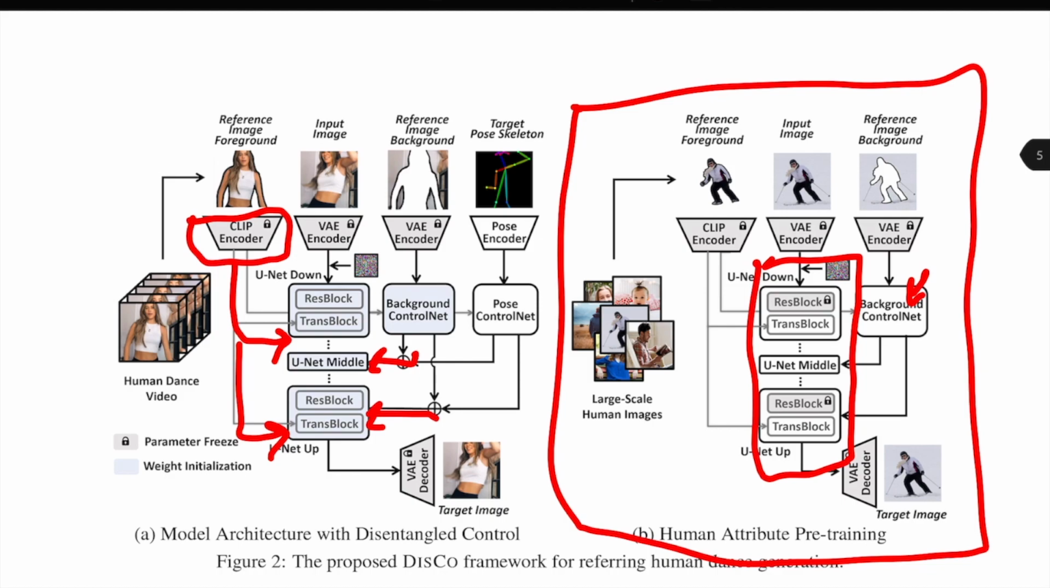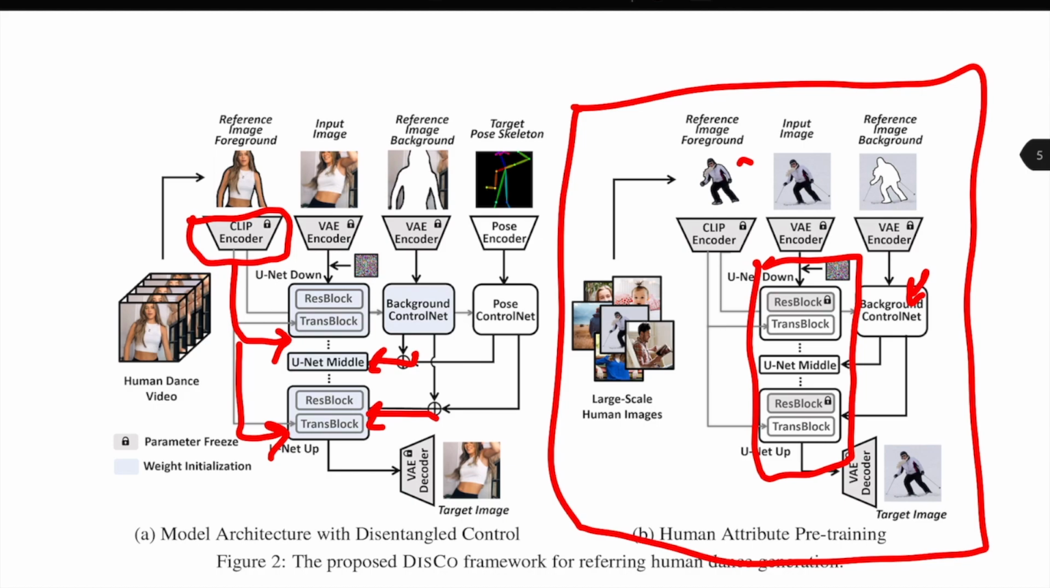but you'll note there is no pose. The pose is not present in this case, and what this allows is this background control net to be completely independently trained from the pose section and only separate out the foreground and the background.